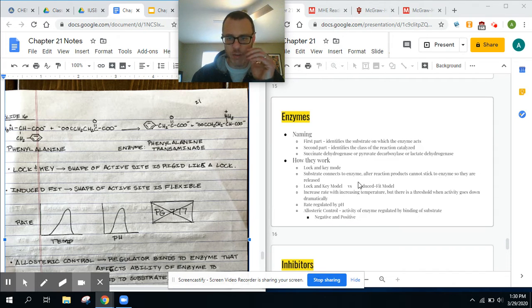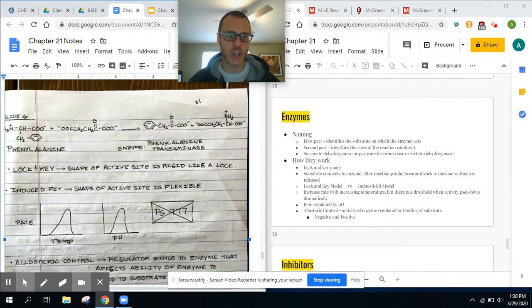How they work, a lot of them work with the lock and key model. The substrate connects to the enzyme. After the reaction, the products cannot stick to the enzyme, so they are released. The reaction happens and they can't stick to the enzyme anymore, so they go away. Lock and key model versus the induced fit.